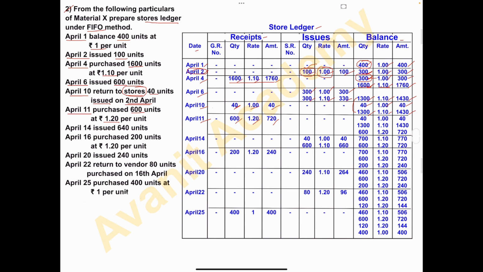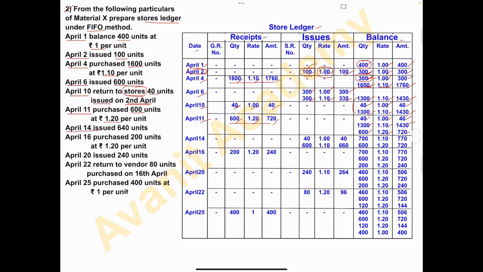First we'll write the previous stock, that is 40 units at rupees 1 and the amount is 40. So the previous stock we have, we should write as it is first. Then whatever we have purchased recently, we should add it. That's it. Next is 1300 at rupees 1.10 and the amount is 1430. Now add the recent purchase, that is 600 units at rupees 1.20 and the amount is 720. This one we have to write here.